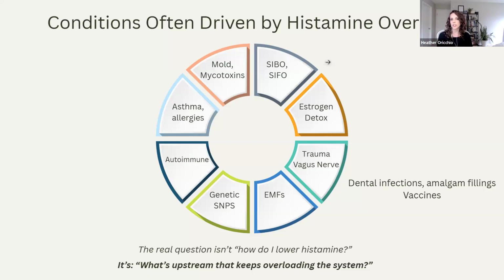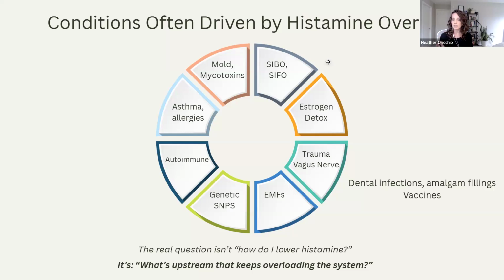And then autoimmune conditions, asthma, and allergies, thinking about the immune system. And I put these off to the side. So dental infections, amalgam fillings, and vaccines. The reason for that is they're very important still to ask about early on, but not everybody is impacted by these. But for the individuals that are, it's typically very significant.